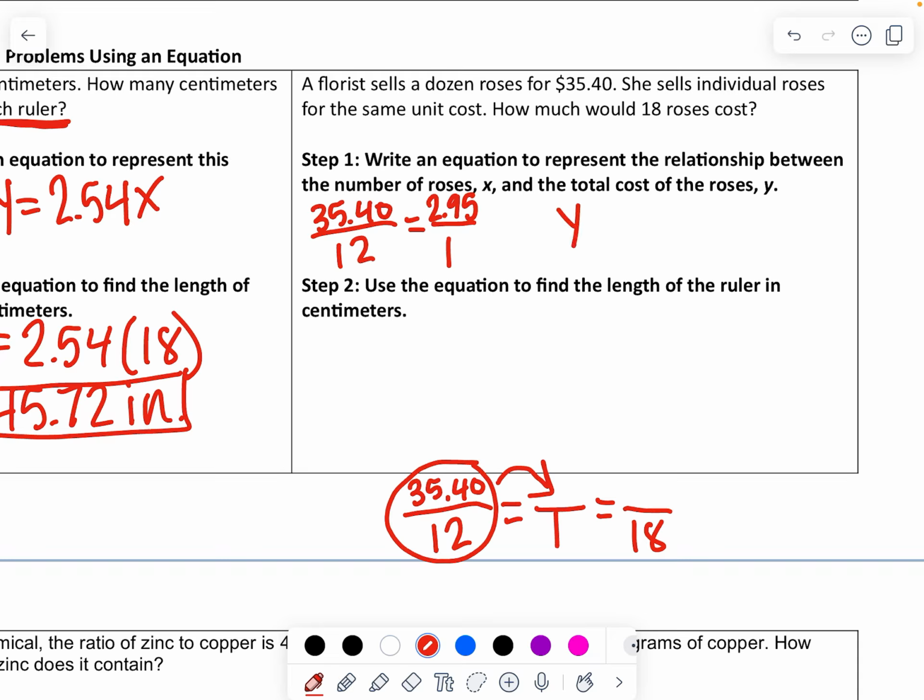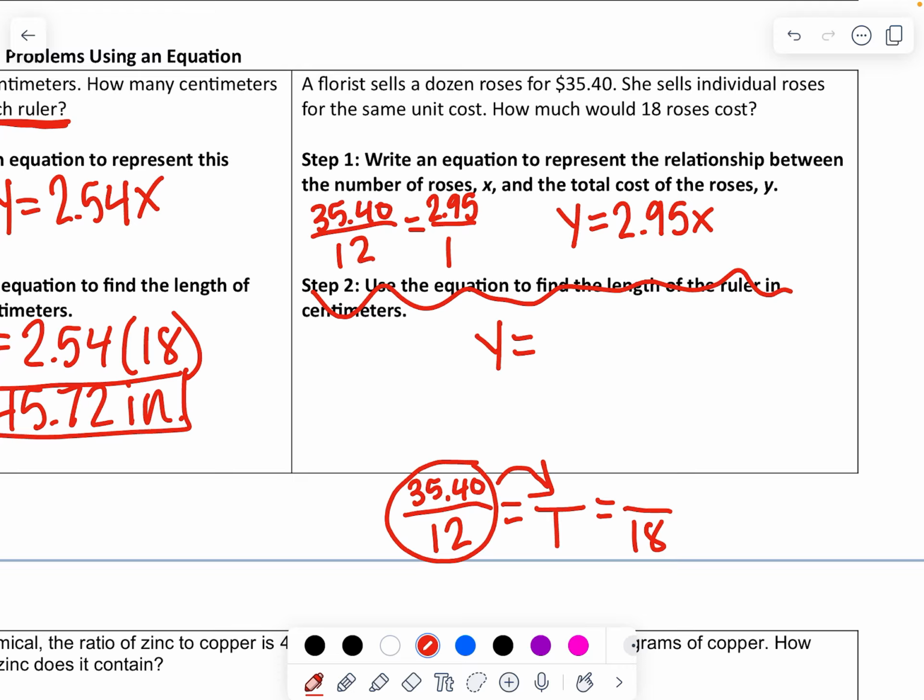So your constant of proportionality, that K, is always the unit rate, or the unit cost, however you want to look at it. So it says use the equation to find the length of the ruler in, oh, that's not right. That should say we want to know the total cost of the 18 roses. Okay, so if we want to know how much 18 roses cost, we got to plug 18 into our equation.